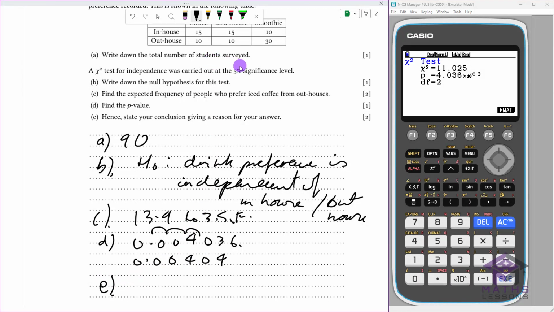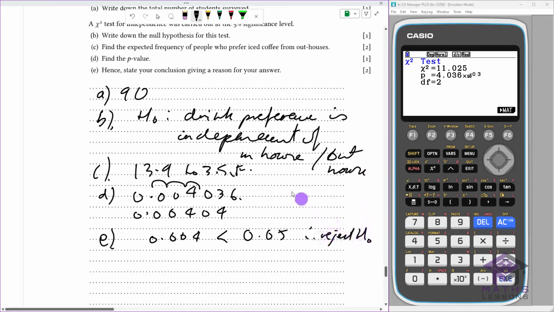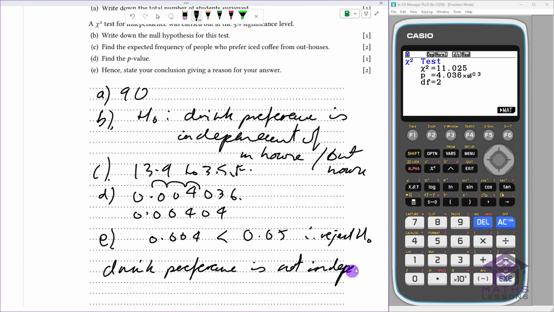Now against that, 0.004 is less than 0.05. Therefore, reject H0. So therefore, if we're rejecting H0, this means that drink preference is not independent of house.